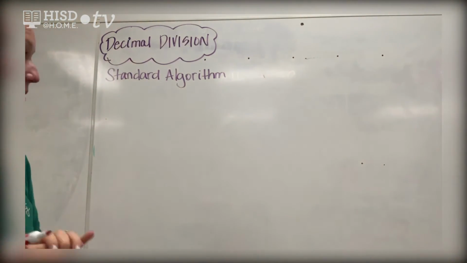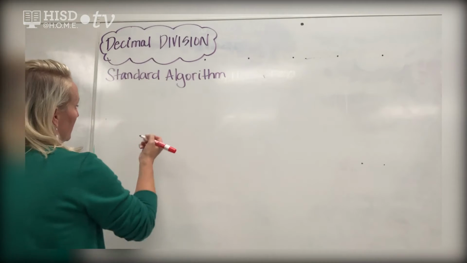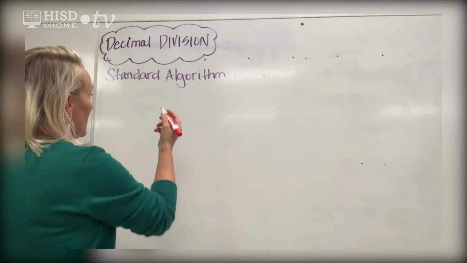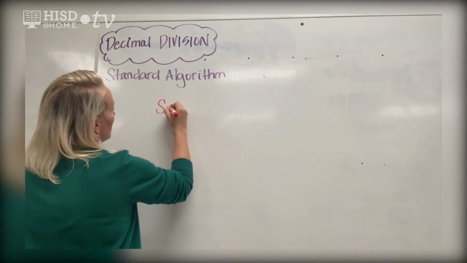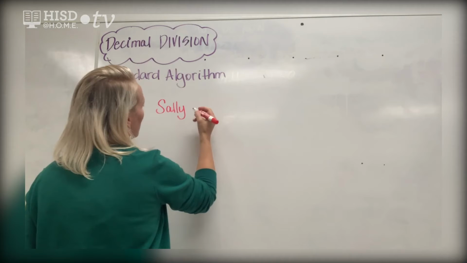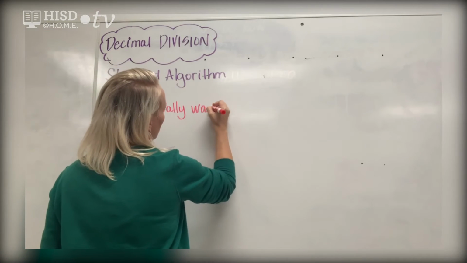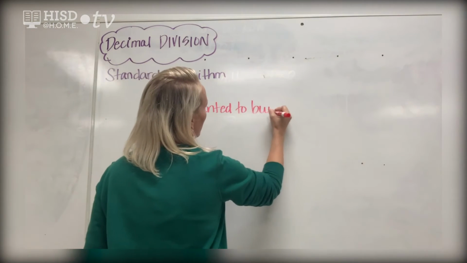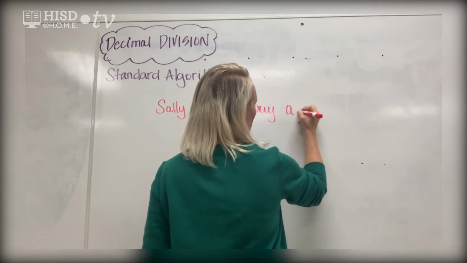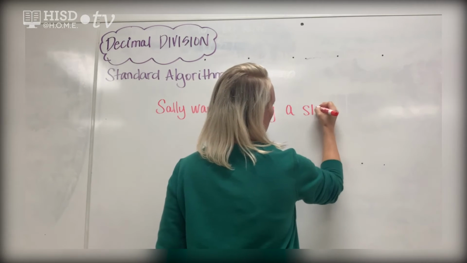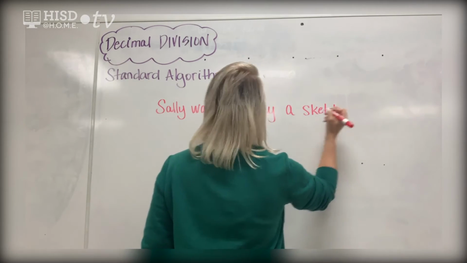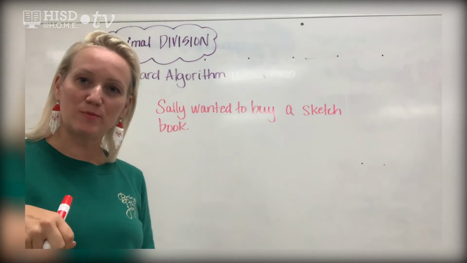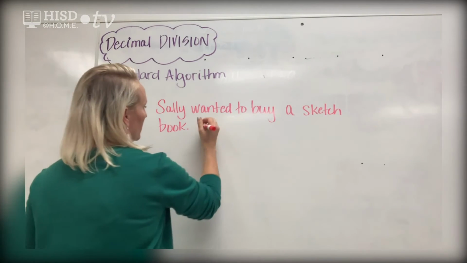So let's come up with an example. Let's make up an example, okay? We're going to do one. Sally wanted, write this down, to buy a sketchbook. Do you know what a sketchbook is? It's like a book that you draw and sketch and practice. She wanted to buy a sketchbook.